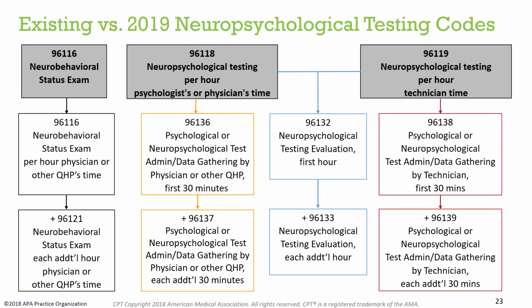96132 in the middle there, so look at the column that's between 96118 and 96119. It's in blue, those blue squares as you look down. You're going to be using these codes for your professional services. 96132, neuropsychological testing evaluation services in the first hour, and if it extends at least 31 minutes past the hour, then you're billing each additional hour using the add-on code 96133. That's the code structure that you'll be using in 2019 to capture your neuropsychological services. Next.